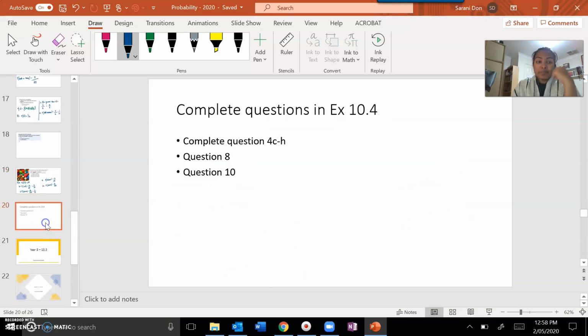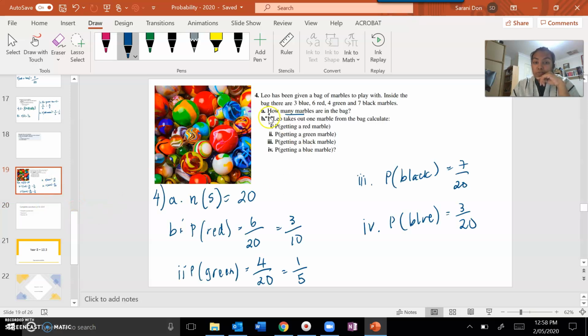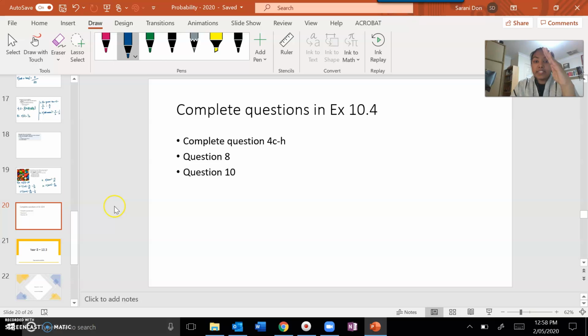Now I want you guys to complete these questions. From exercise 10.4, this question 4 has more parts to it. It says C to H. So I want you to finish that. Complete question 8 and question 10 as well. Remember, this is in the Year 7 book.